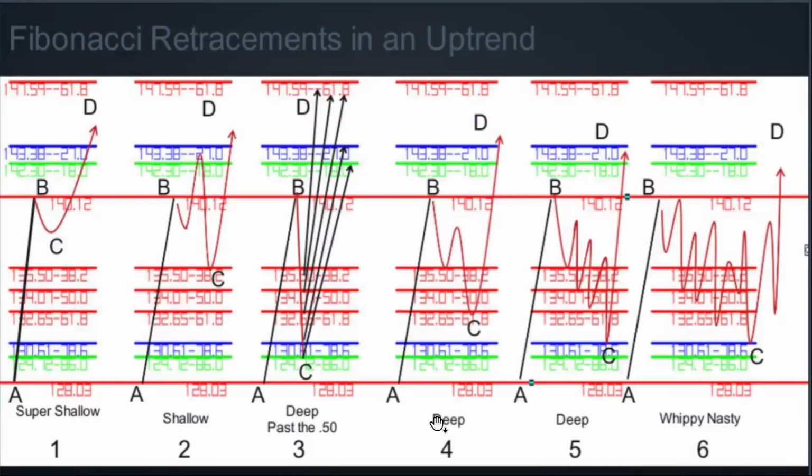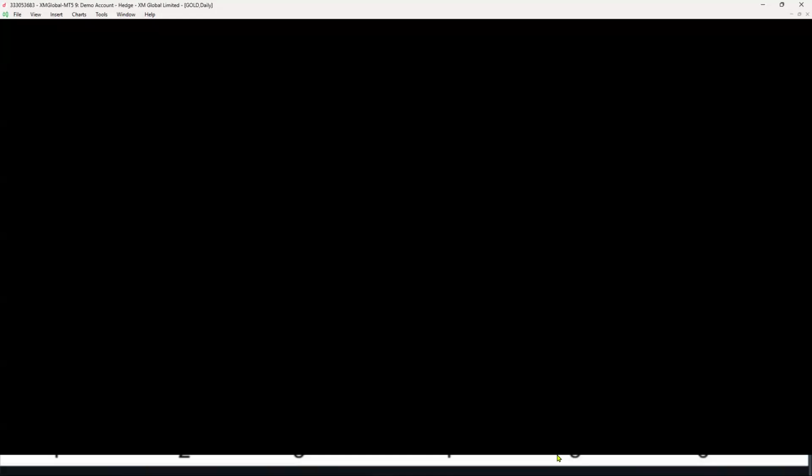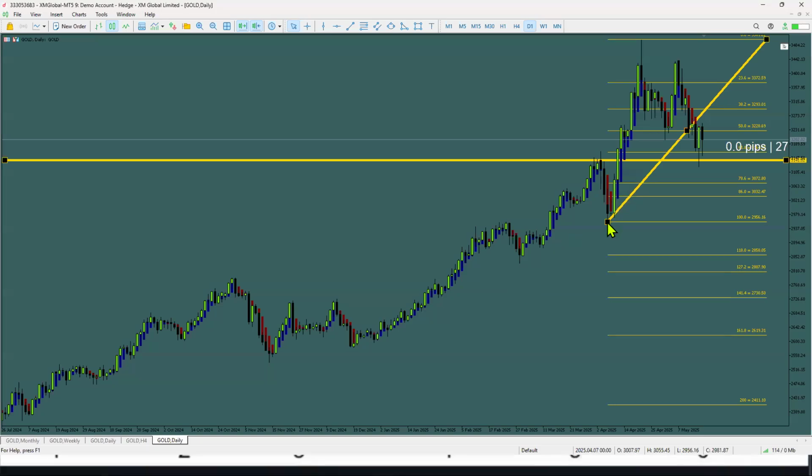Yeah, this one. This deep. I said when the market creates A, B, instead of the market creating C and going to D, the market creates sub A, sub B, sub C, sub D. That's exactly what the market has done here on this chart. This is A, this is B. This is sub A, sub B, sub C, and then sub D.